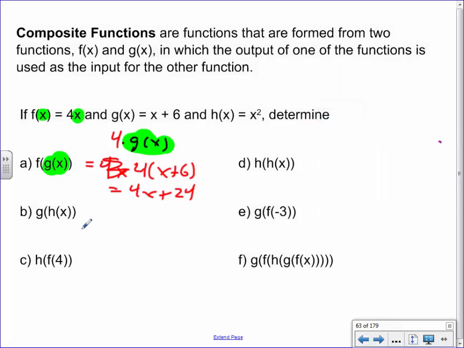This one right here, I'd figure out what g of x is. G of x is normally supposed to be x plus 6. But now I want it to be h of x in its spot. So then h of x is going to be x squared plus 6. You see how this x squared is taking the place of that x right there?